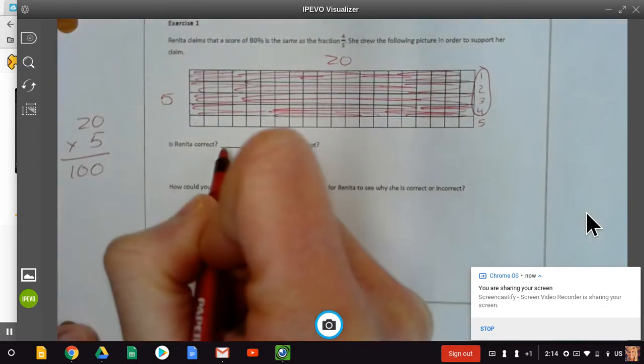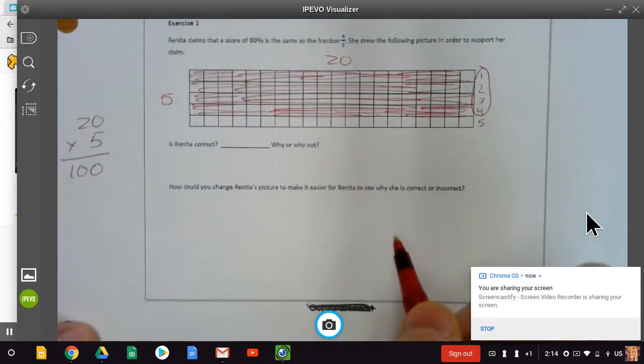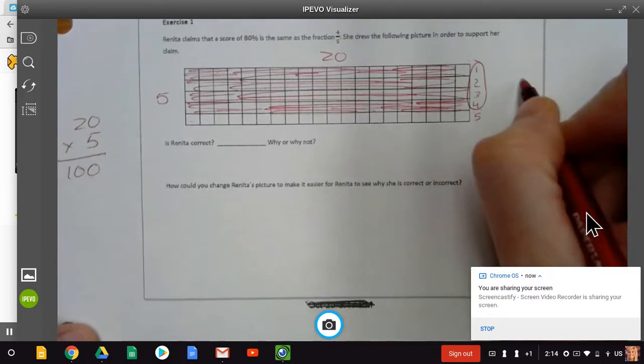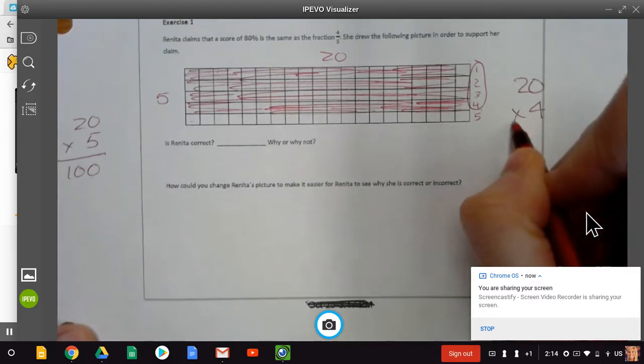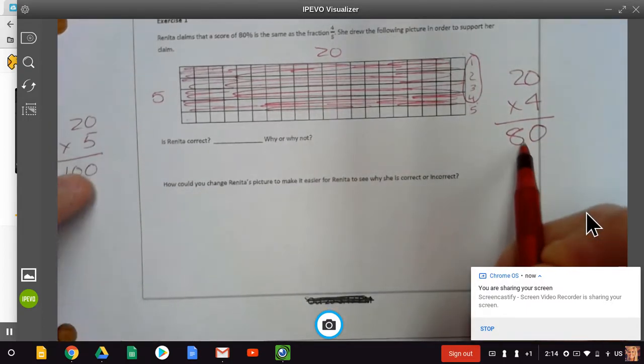If you said 100, you are correct. So 100 total boxes in the whole diagram. And if you do 4 of the rows, that would mean 20 times 4, which would give us 80. So now all percents are out of 100.